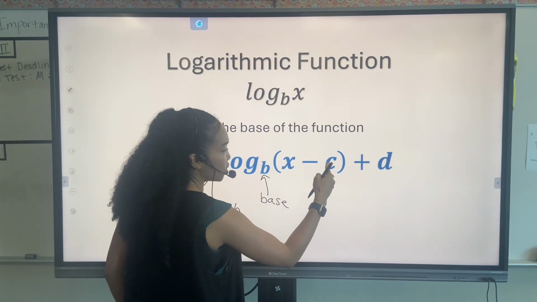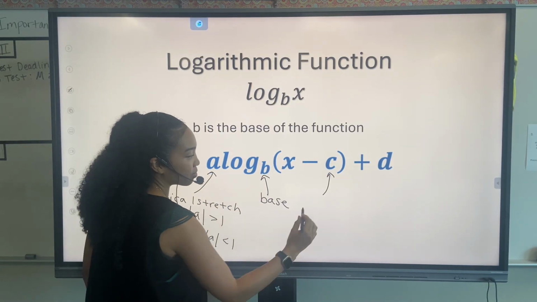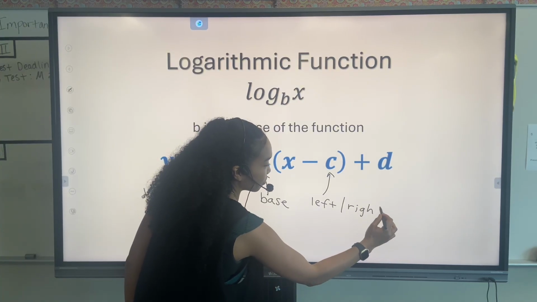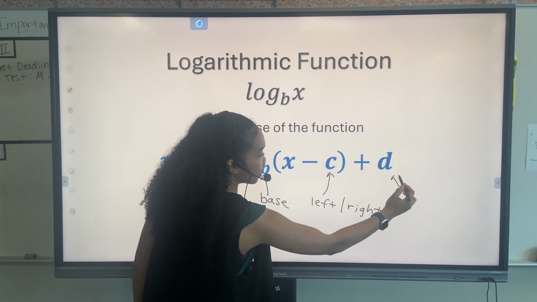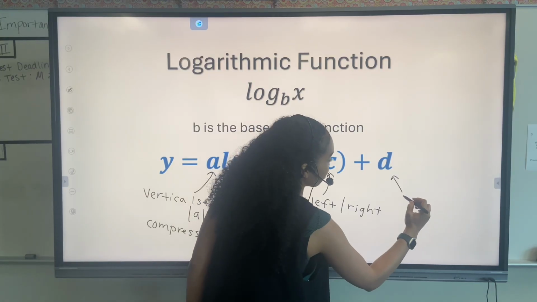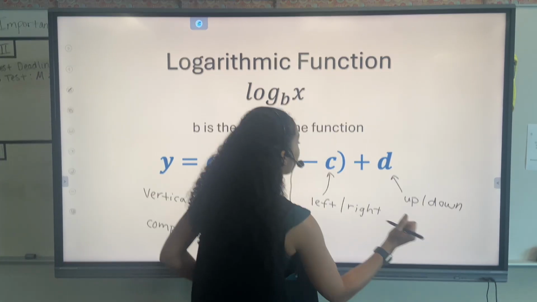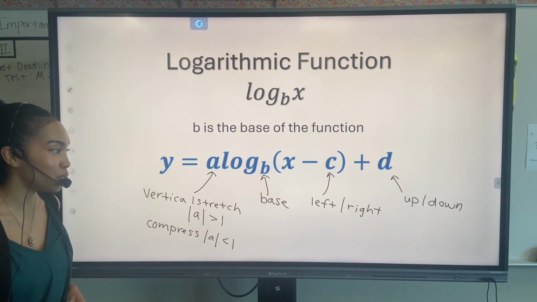How does the C transform your graph? Horizontally. Exactly, horizontally, left or right. And the D? Vertical shift. Yes, vertical shift, up or down. Nice, so those are the different transformations that we're going to be using today.